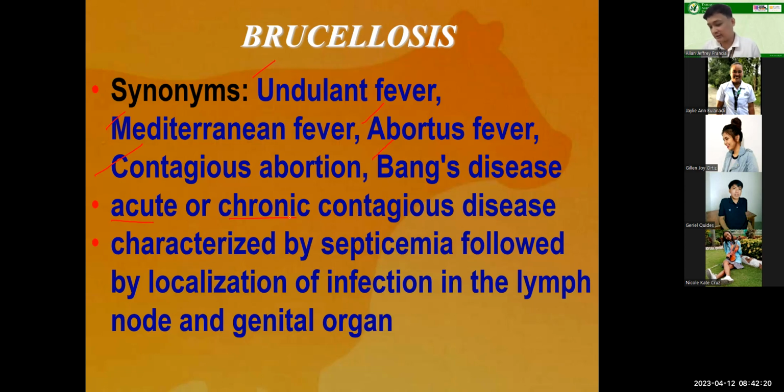Okay? So right after multiplication in the bloodstream, there will be localization in the lymph nodes. So they will invade the lymph nodes. Mamamaga ngayon yung lymph nodes. And we all know in your anatomy that the lymph nodes is one of the basic components of lymphatic system that is connected in the circulatory system or the cardiovascular system. And ang predilection site nila right after invading this lymphatic system will be in the genital organ.